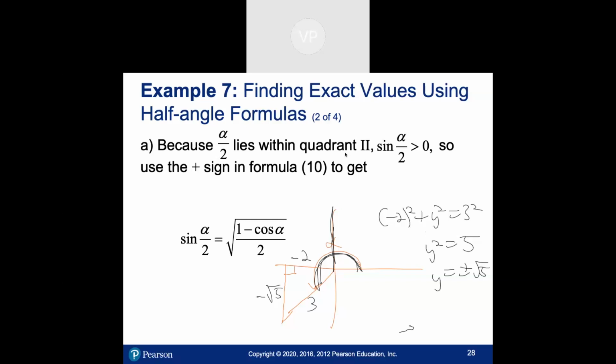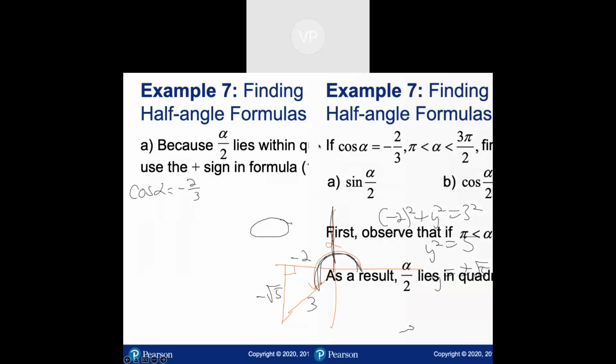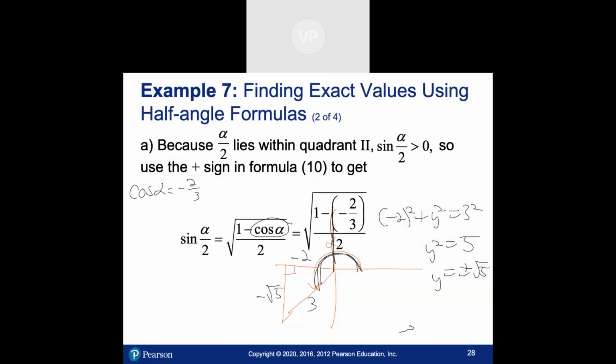Okay, but what matters now is I got to get cosine of alpha. Lucky for me, I've solved my triangle, and I know from that triangle right there that cosine of alpha is negative 2 over 3. I'm trying to remember. Oh, they gave it to us before. Yeah. In the very beginning, they gave us a cosine alpha. I didn't need the triangle. So I just plug in the negative 2/3, get a common denominator, divide it all out, and I should get square root of 5/6.